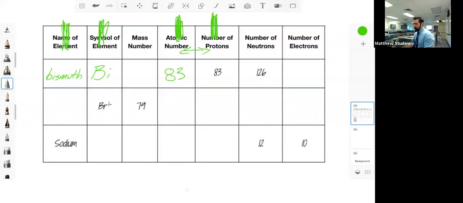So now you'll notice we got the four pieces of identifying information complete. And again, all we needed was either atomic number or element name or symbol. And then you can easily get the other three pieces of information. And it'll always be that case.